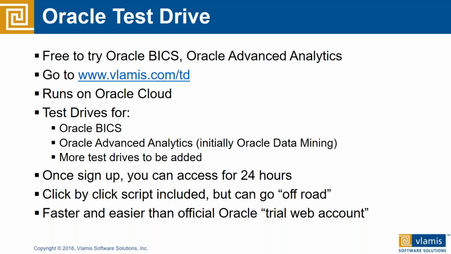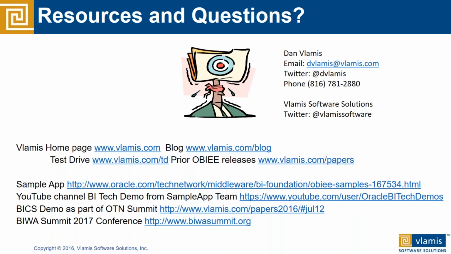We include, by the way, a click-by-click script. So this is meant for that 1-2 hours. Hey, I just want to try something out and see what it's like before I invest some resources or time in signing up for my own trial account, that type of thing. So that's why we include a PDF file that takes you through click-by-click what to click on, what it does, and so forth. And then if you want to go off-road, you surely can, because it is the real functioning software using the BI Cloud Services account. So I encourage you to try that out if you want to see what that looks like yourself.